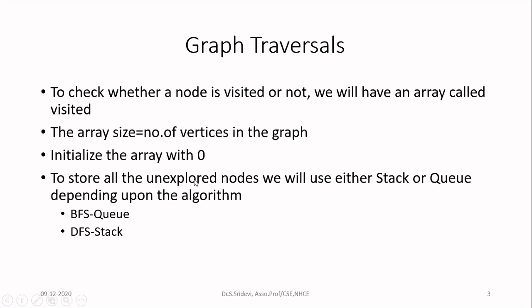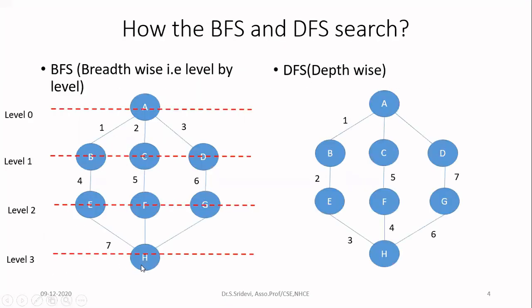Next, you have to find out whether a node is explored or not. For that, we are going to maintain some information with the help of either a stack or a queue. If you go for the BFS algorithm, you will use the queue. If you go for the DFS algorithm, you will use a stack. So to keep track of whether a node is visited or not, you maintain an array initialized with 0. Whenever you visit a node, you make that entry 1, meaning that the node is visited. Then to keep track of whether a node is explored or not, we will use either a stack or a queue, depending upon our algorithm. Now let us see how these algorithms will work.